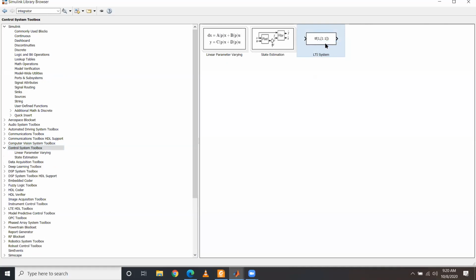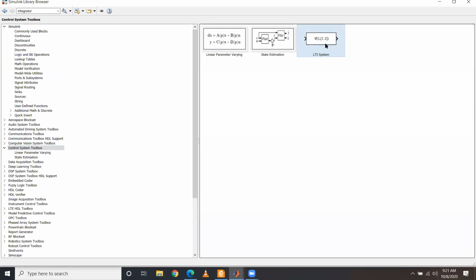The transfer functions are always used for LTI systems because LTI systems are very easy to denote mathematically and graphically. What does LTI mean? Can anyone tell me? Sir, linear and time invariant. Yeah, so any system that follows these two properties, linearity and time invariance, is called an LTI system. Linearity, you should know what these two terms mean already.